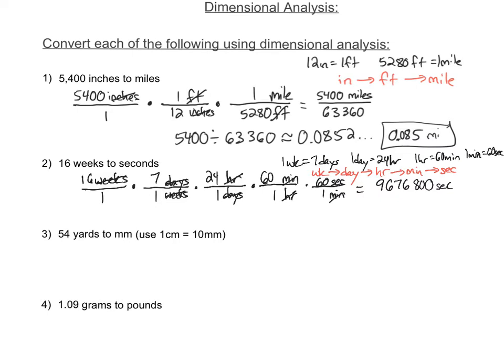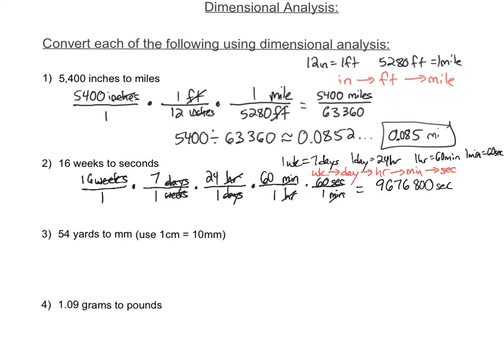Now, when we go to the next one, we're going from 54 yards to millimeters. We're going to use the fact that 1 centimeter is equal to 10 millimeters to be able to do this with dimensional analysis. So again, go ahead and pause the video, try it yourself, and then come back and watch the explanation.